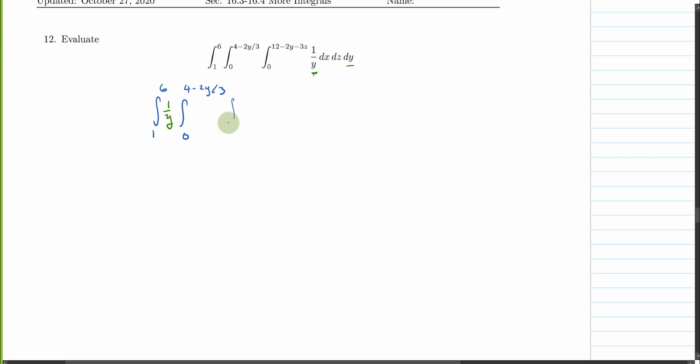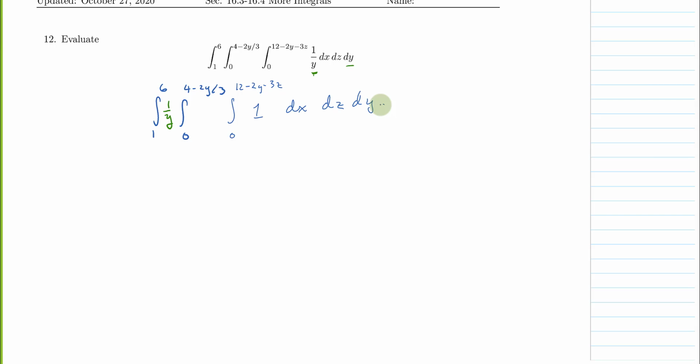And so that would just leave us with the integral from 0 to 12 minus 2y minus 3z. If you like, you can put a 1 there as sort of a placeholder if that helps. But then with dx, dz, dy. Okay. I found that was really helpful in this problem to not have to worry about carrying along that 1 over y and having to simplify it with other expressions involving y until I got ready to integrate with respect to y. Okay, so that's a strategy. Again, this just takes a lot of practice.